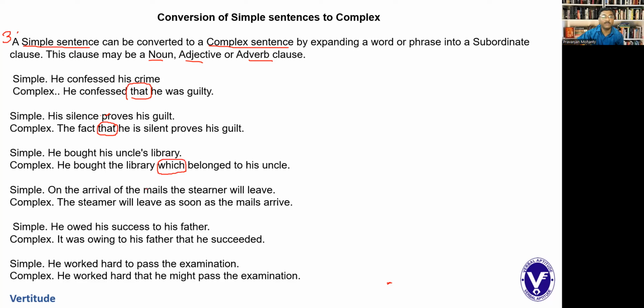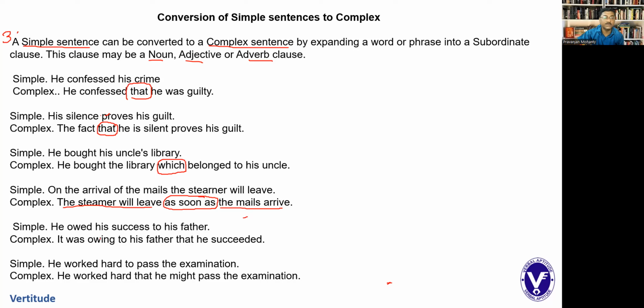On the arrival of the mails, the steamer will leave. The steamer will leave as soon as the mails arrive. Complex sentence. Okay? Look at this. The steamer will leave, so this is the independent one. The mails arrive is not an independent one, no? It's a dependent one. So, it is joined by a subordinating conjunction, as soon as. Right? Complex sentence. Remember this. Once you know what is simple, complex, compound, then things will be easily understandable.